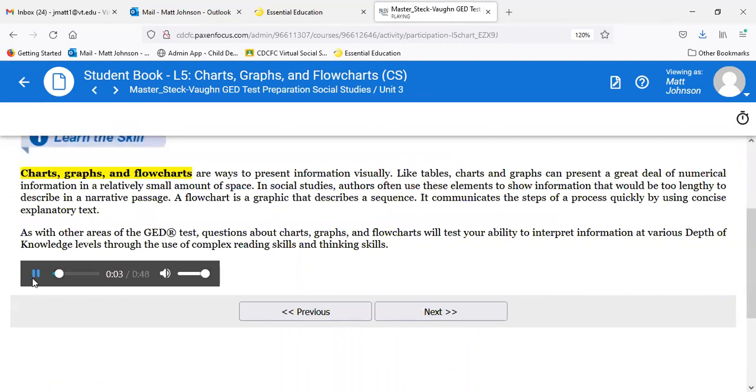Charts, graphs, and flowcharts are ways to present information visually. Like tables, charts and graphs can present a great deal of numerical information in a relatively small amount of space. In social studies, authors often use these elements to show information that would be too lengthy to describe in a narrative passage. A flowchart is a graphic that describes a sequence. It communicates the steps of a process quickly by using concise, explanatory text. As with other areas of the GED test, questions about charts, graphs, and flowcharts will test your ability to interpret information at various depth of knowledge levels through the use of complex reading skills and thinking skills.